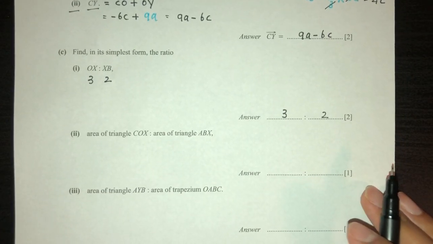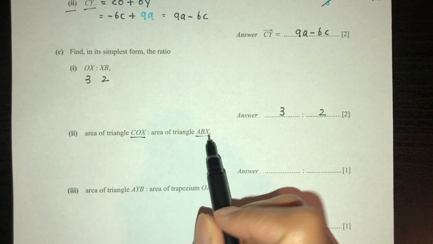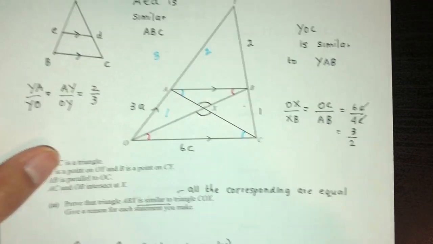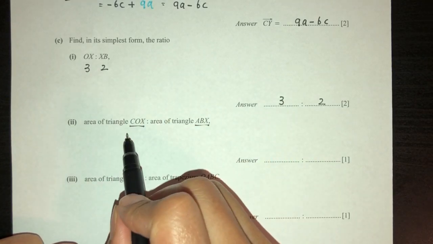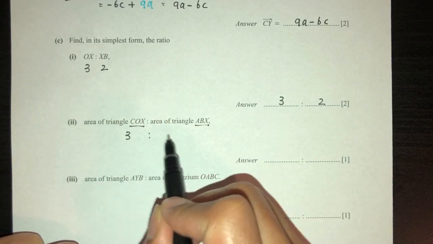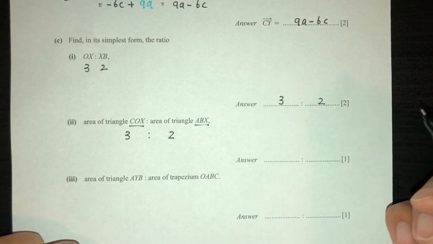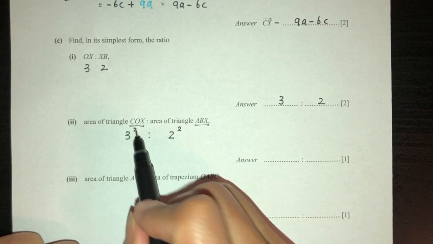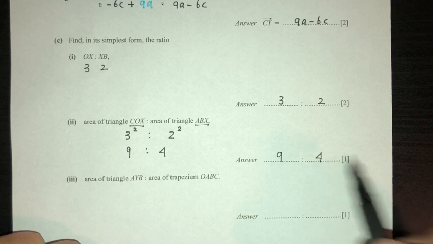Now for part 2, find the area of COX and ABX, the ratio. So COX and ABX. So pretty easy. We'll just take the ratio of their sides. It is 3 to 2. Because it is area, as you guys know, the unit of area is unit square, we have to square both sides. That'll become 9 over 4 for the area.